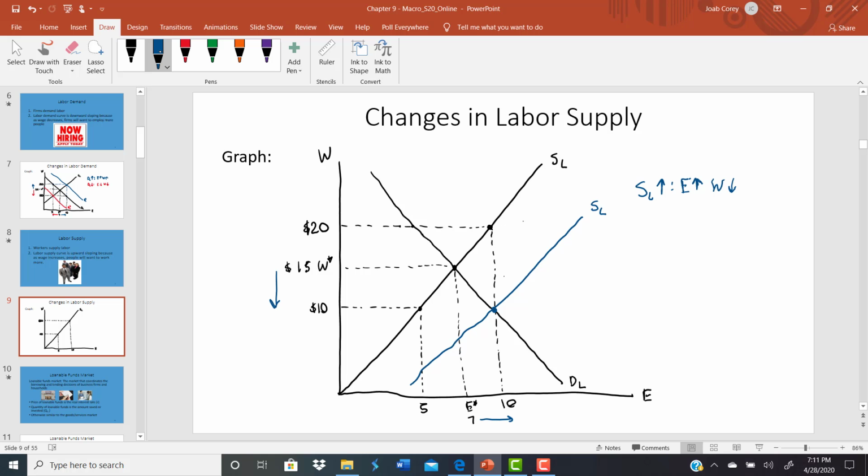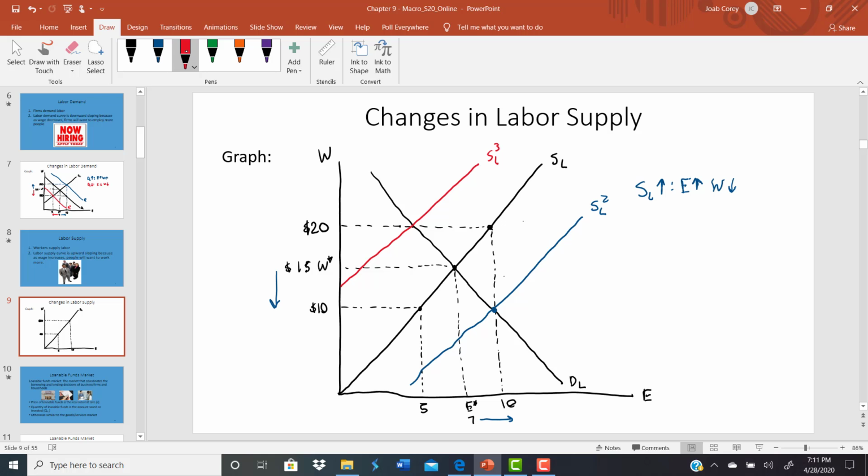Now, if you were to have a decrease in the supply of labor, maybe because everybody got sick with that COVID-19 virus, right? That could be a reason why you have so few people out there trying to work. Then you're going to see a decrease or shift to the left here of that labor supply curve. So we call that SL3, whereas we call that SL2.